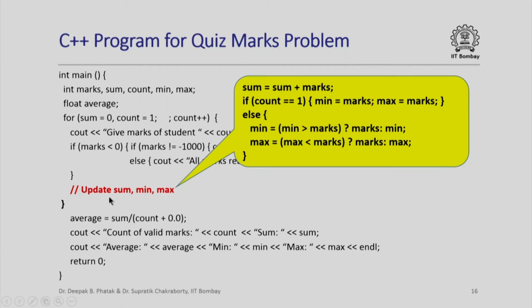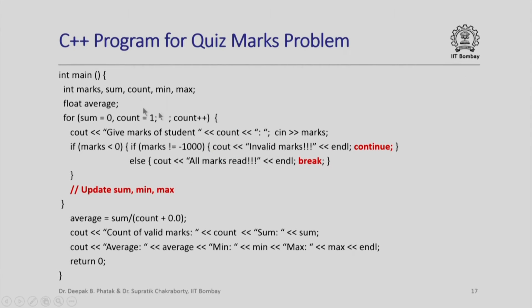And of course, how do we update sum, min and max? We have already covered this in a previous lecture, but here is a recap. We add marks to sum, and if this is the first marks I am reading, then I update min and max with marks. Otherwise, I update min and max with conditional expressions that ensure that min is the minimum marks I have seen so far, and max is the maximum marks I have seen so far. So that is how our entire program looks.